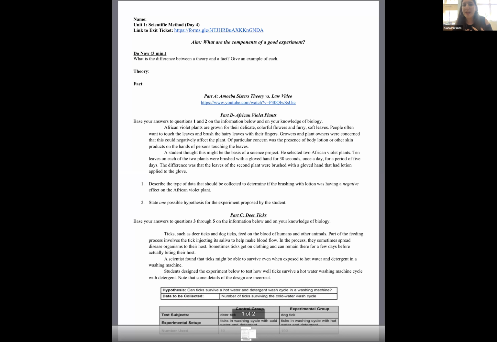Today we're looking at Unit 1, Scientific Inquiry, Day 4. So let's go ahead and get started. Today's aim is: what are the components of a good scientific experiment?